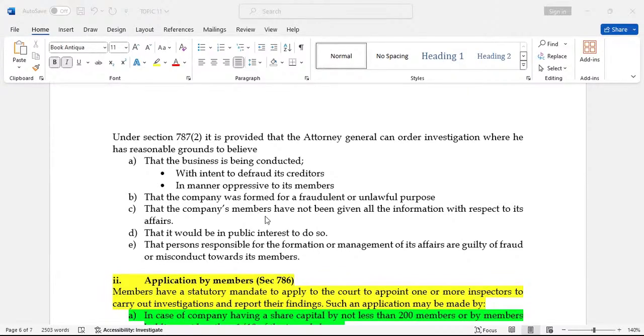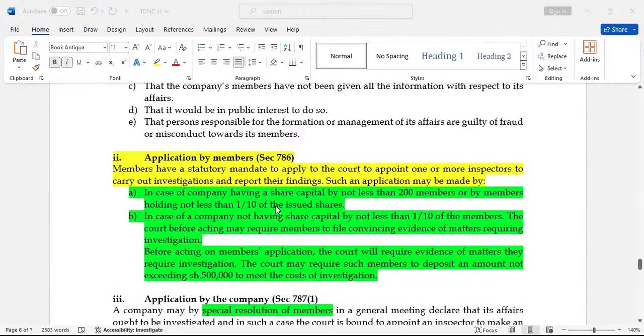If there's an application by members, then we're not talking about all the members, but those who can pull together enough, basically those who control a tenth of the issued capital, who can petition for an investigation of the affairs of the company. So in the case of a company having a share capital, of not less than 200 members, or by members holding not less than a tenth of the issued shares. So if there's a company having share capital, this is the criteria for choosing who can petition.